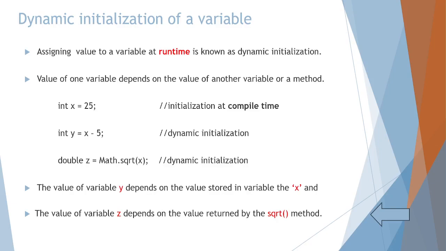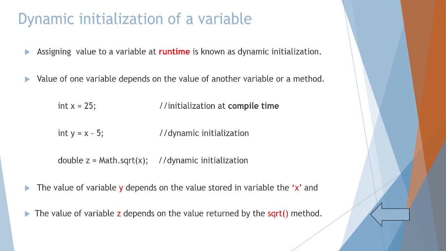For example, int x = 25. This is initialization, declaring as well as initializing. This is done at the compilation time. But the second statement, int y = x - 5.